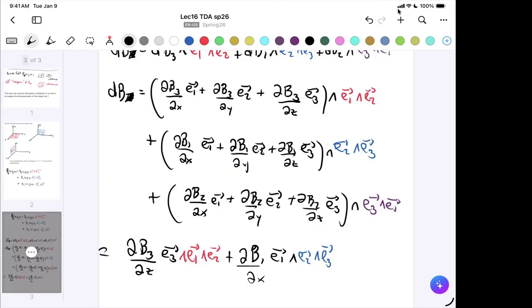And the last one, what happens with the last one? So this one dies because you would have two E1s, and then this one dies because you would have two E3s when you wedge them all together. So only the one in the middle survives, right?